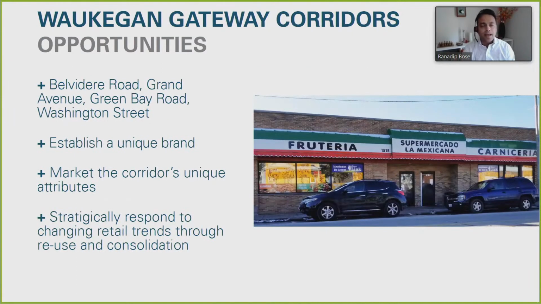Next slide here. And this is again the gateway corridors I talked about, the east-west and the Green Bay, which is the north-south. The idea here is each of these corridors actually has a unique brand and location. Like Green Bay Road has the auto cluster. Washington Street, which this image is related to, has this ethnic retail component, and that's really what you want to celebrate. So creating this unique brand is very critical, and being able to attract people from all over the region. But we also want to address the changing retail world.